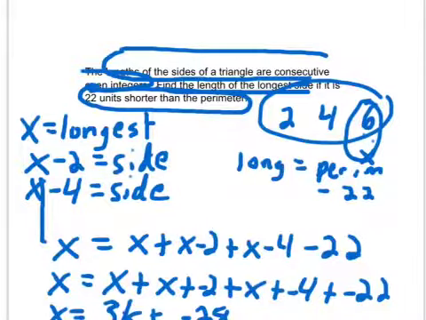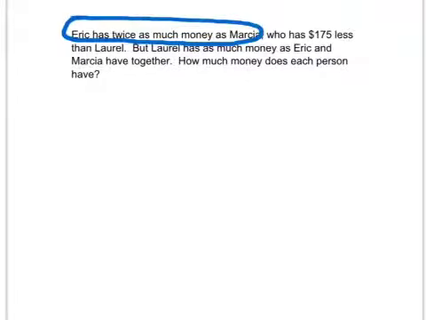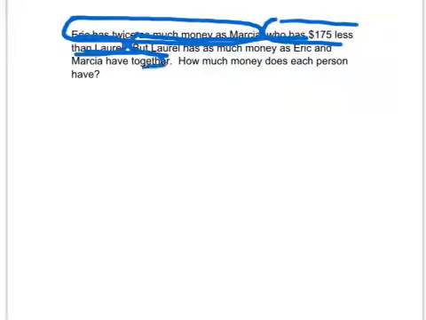Alright, let's go on to one more example. Last example. Eric has twice as much money as Marcia, who has $175 less than Laurel. But Laurel has as much money as Eric and Marcia have together. How much money does each person have? So we know Eric has twice as much as Marcia, and Marcia has 175 less than Laurel. We also know that Laurel has as much money as Eric and Marcia together. How much money does each person have?